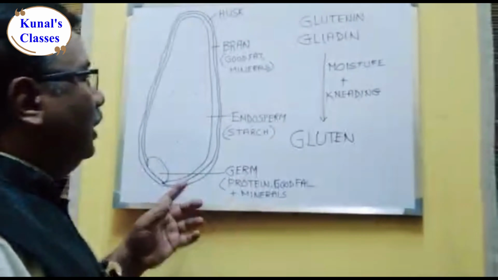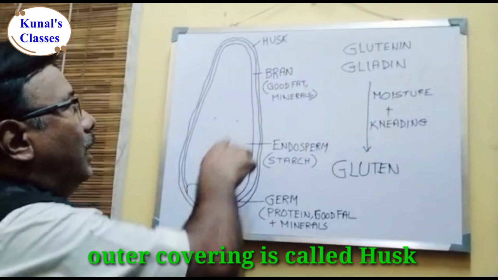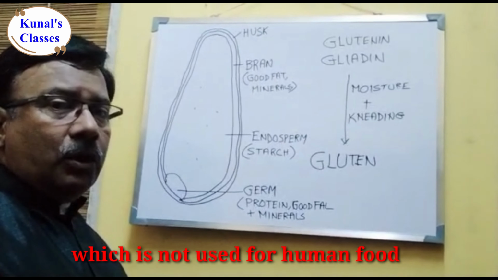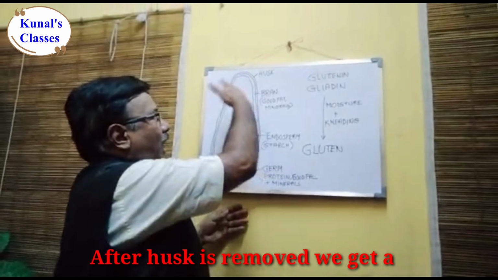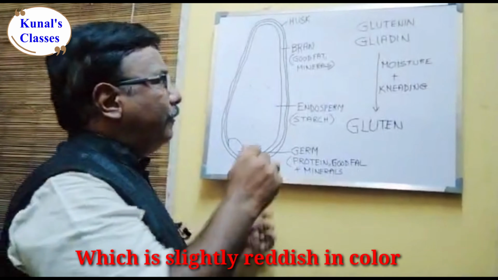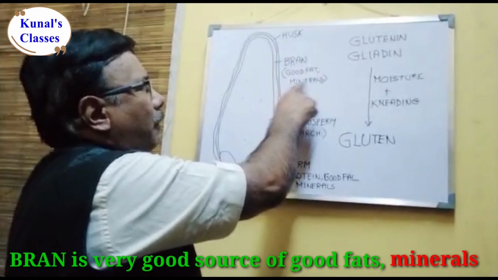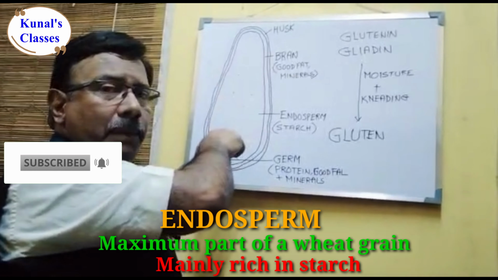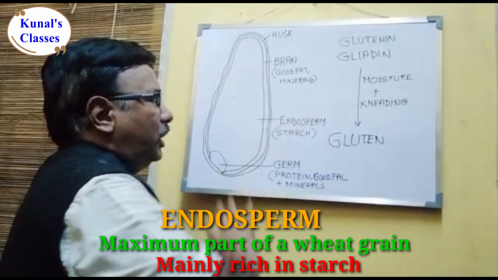See the structure? This is a wheat grain. Outer covering is called husk, which is not used for human food, it is used for cattle food. So after husk is removed, we get a bran, which is slightly reddish in color. Bran is very good source of good fat, minerals. Then endosperm, the maximum part of a wheat grain. It is starch, mainly rich in starch.